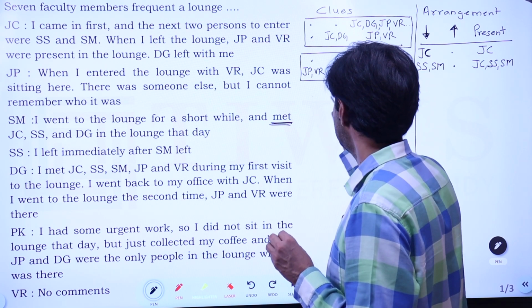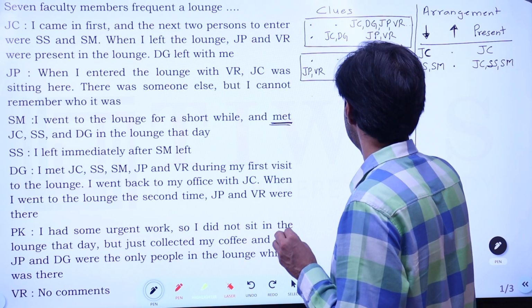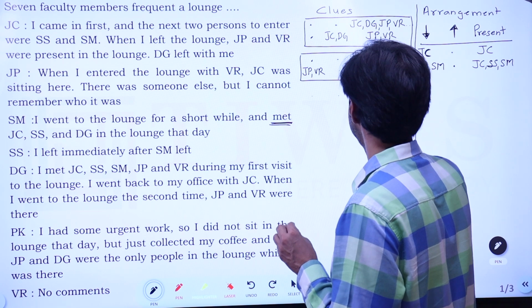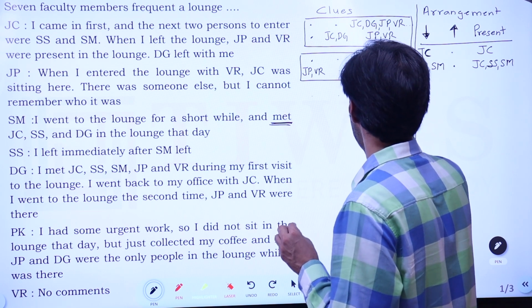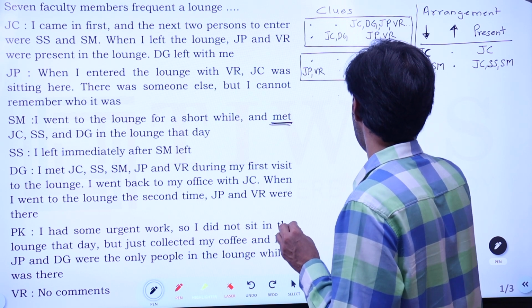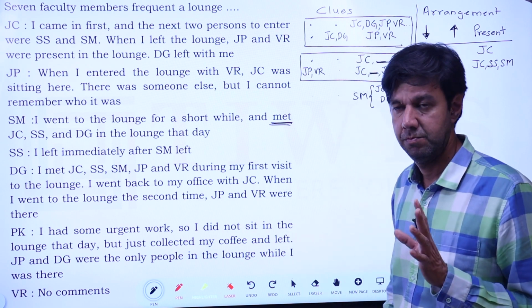So it's not about entry, it's not about exit, it is just about that SM. Along with SM, at some point of time, I would definitely have JC, I would also have SS, and I would have DG. Each of these has to be along with SS at some point of time in the room.